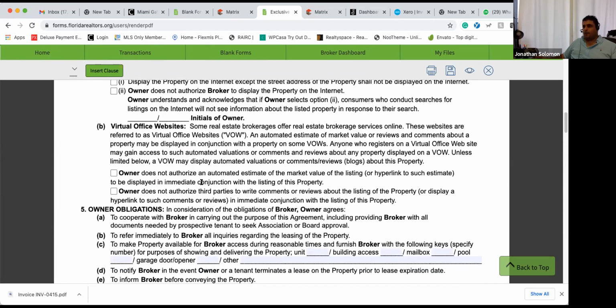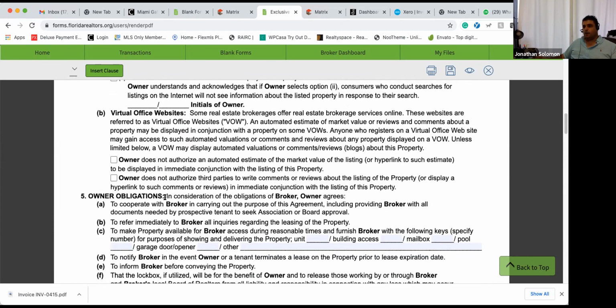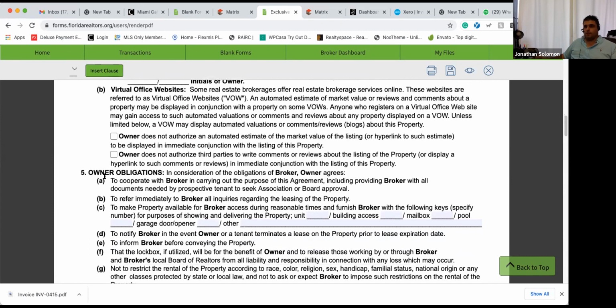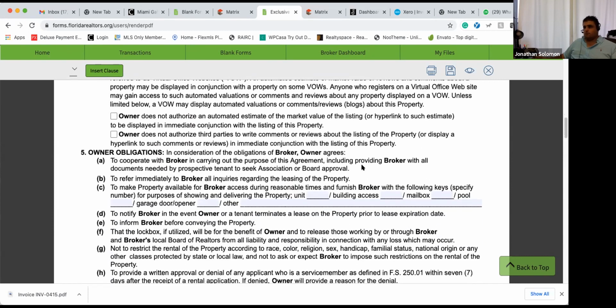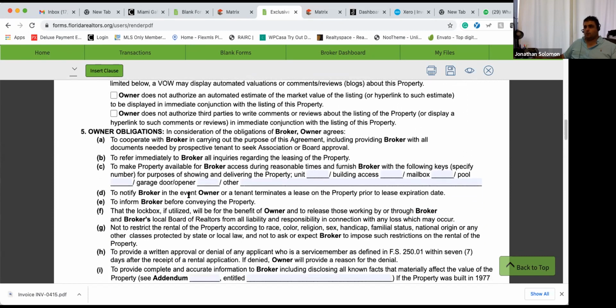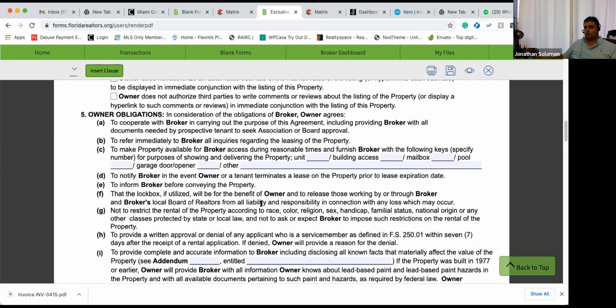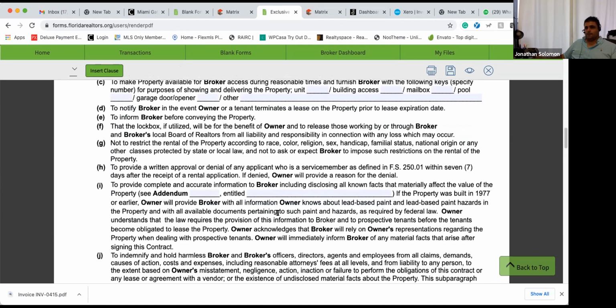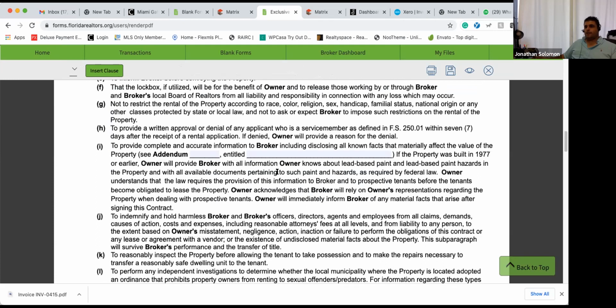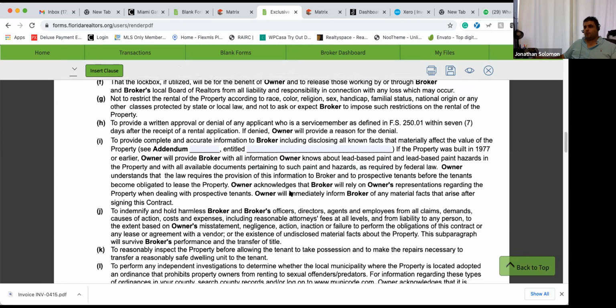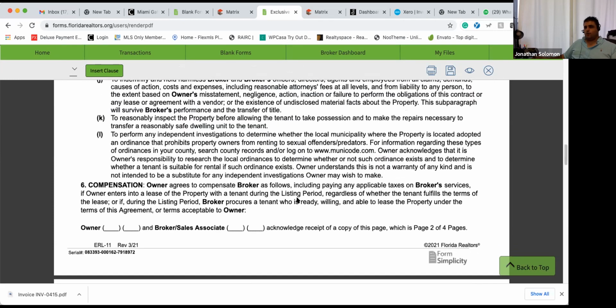Estimating the property value, again, online, and so on. Owner obligations, it's right here. The keys to the unit: how many keys the landlord is going to provide to the potential tenants. If there are any addenda to the property, we can disclose them right here.